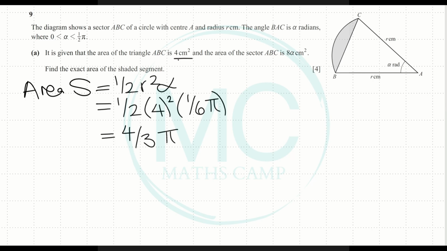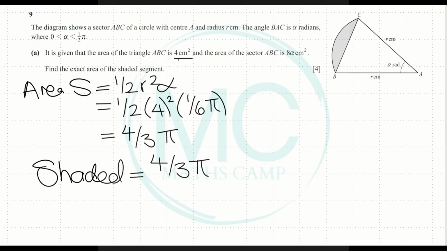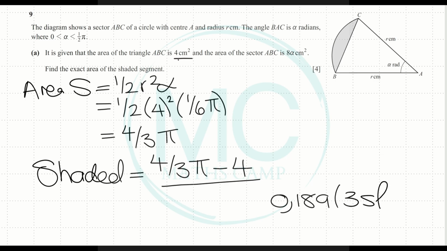Four over 3 pi is the entire sector. So to find the shaded area, all we need to do is subtract the area of the triangle. So I can say shaded is equal to 4 over 3 pi minus 4. And you can leave your answer in terms of pi. If you'd like to leave it in decimals, the area is 0.189 to 3 significant figures.